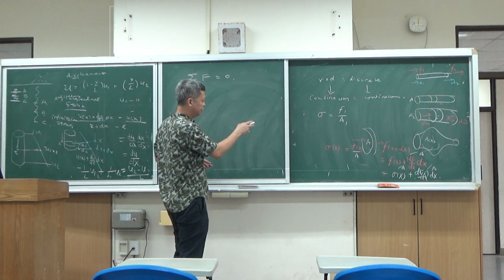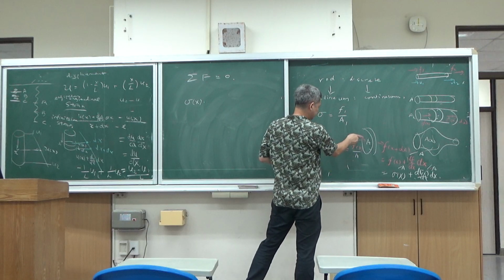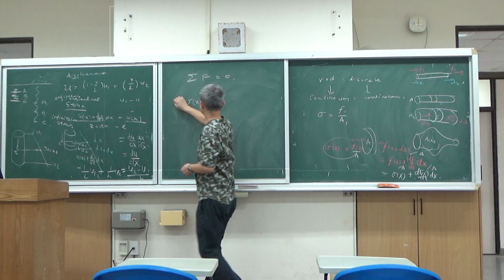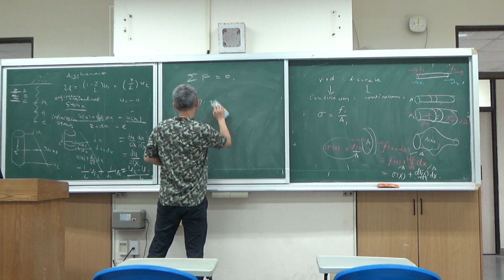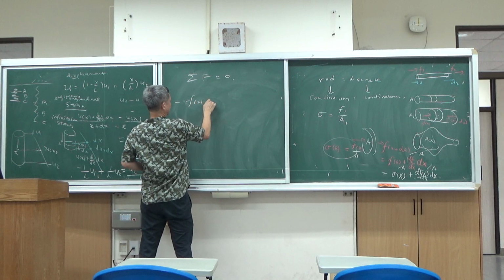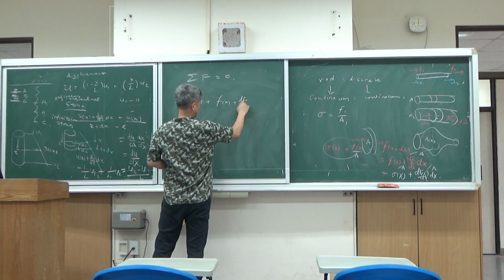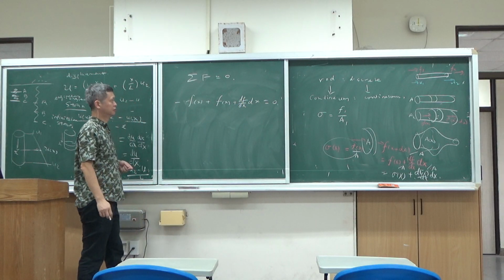You have to write, after you do the correction of the sign, okay? This one I'm going to consider the sign. After the sign correction, you're going to have, okay, let me write the force on the left plus force on the right is equal to 0. Okay?